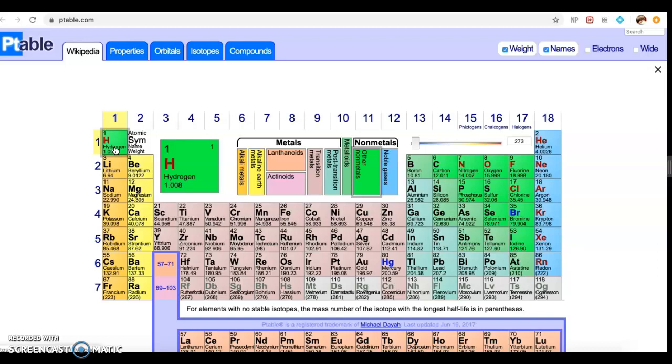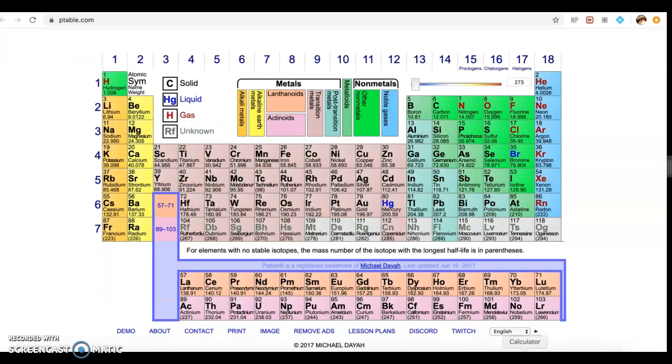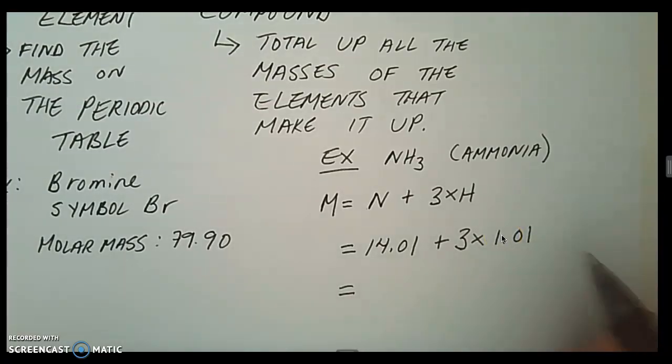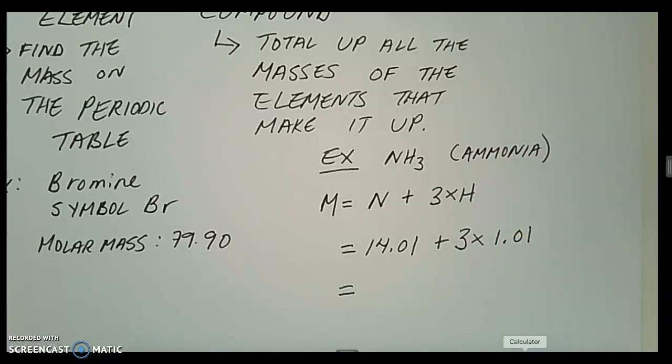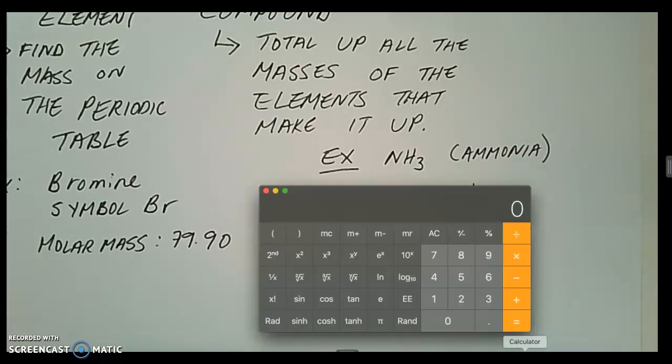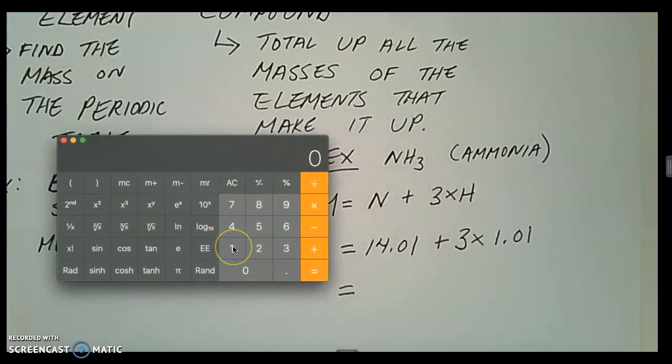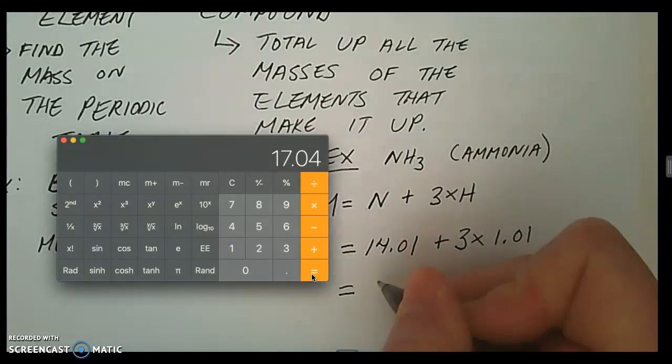Now I need a calculator. I'm going to use the calculator on my desktop to do this. Oh shoot, I forgot to flip back. So this is what I wrote just now, 3 times 1.01. Maybe some of us can do it in our heads, but let's see how to do it on a calculator. So I'm going to do 14.01 plus 3 times 1.01 equals 17.04.